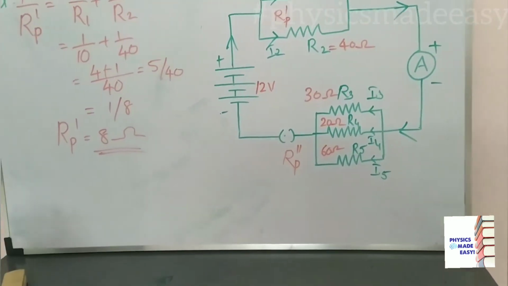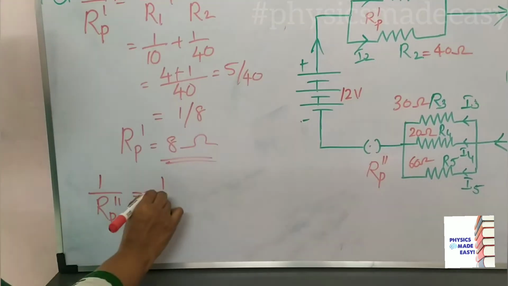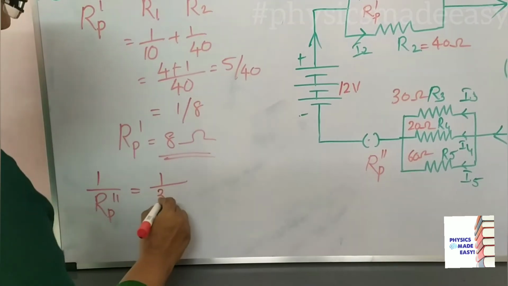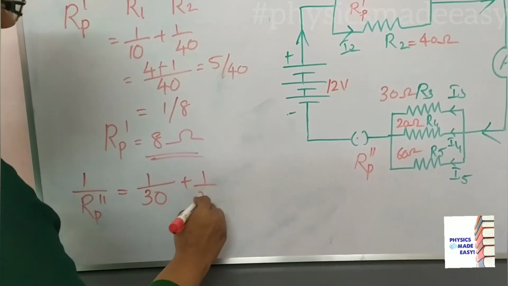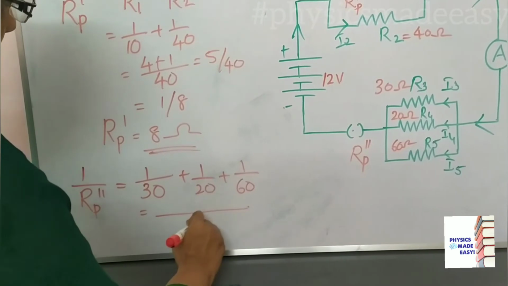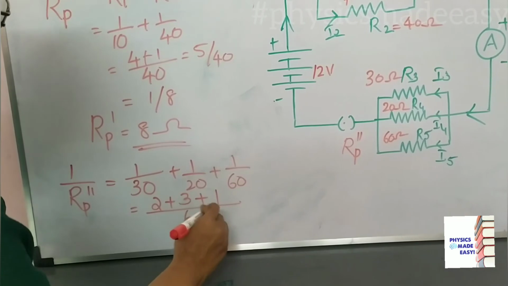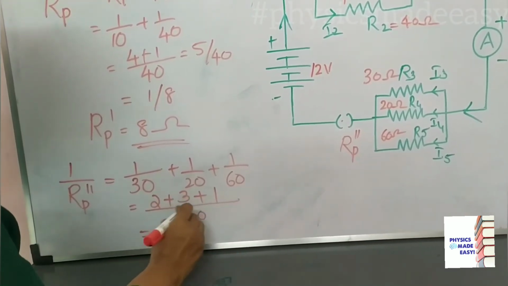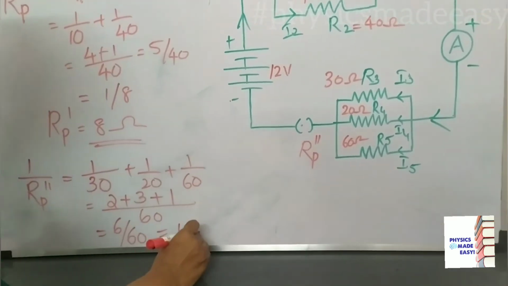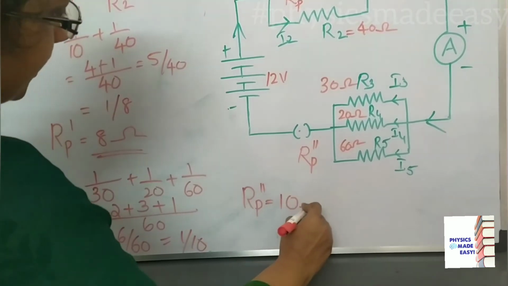Then come to the second one. We can write 1/Rp'' = 1/R1 + 1/R2 + 1/R3. You can see 1/30 + 1/20 + 1/60. Then 60 in the denominator. Then here 2 + 3 + 1, that is 6/60. Then we can write this as 1/10. Then you will get this Rp'' as 10 ohm.